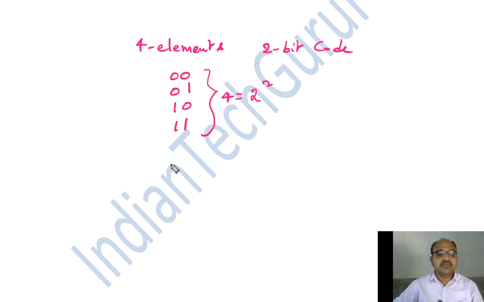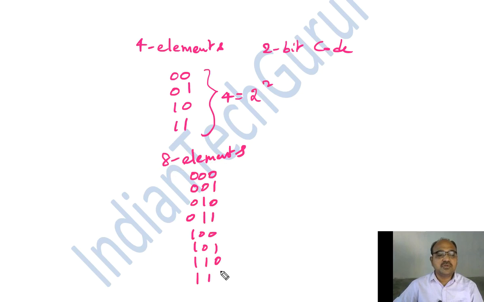Similarly, if I want to represent 8 elements, then those elements will be like this: 0 0 0, 0 0 1, 0 1 0, 0 1 1, 1 0 0, 1 0 1, 1 1 0, 1 1 1. So to represent these 8 elements, I need a 3-bit code. That is because 8 is equal to 2 cube.